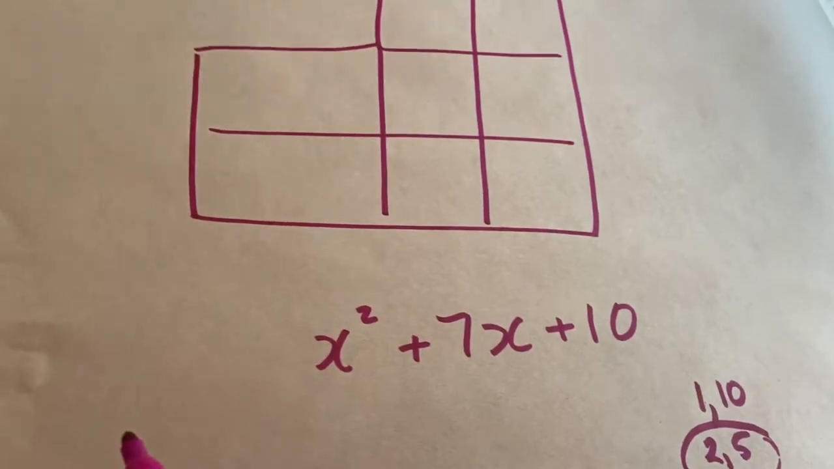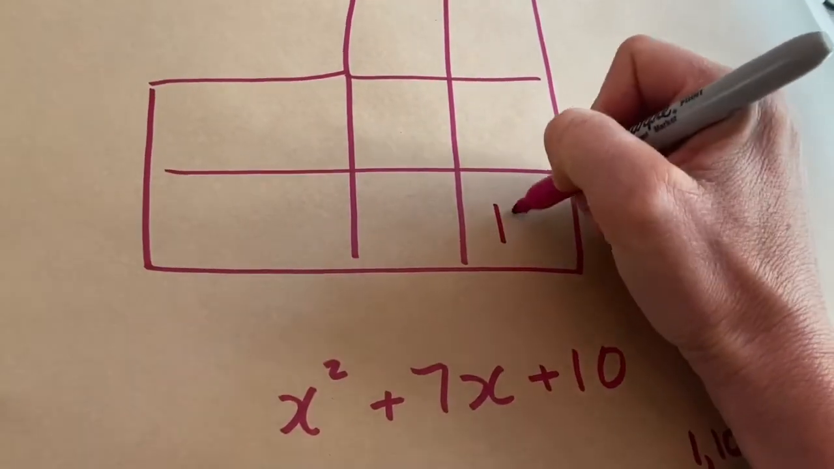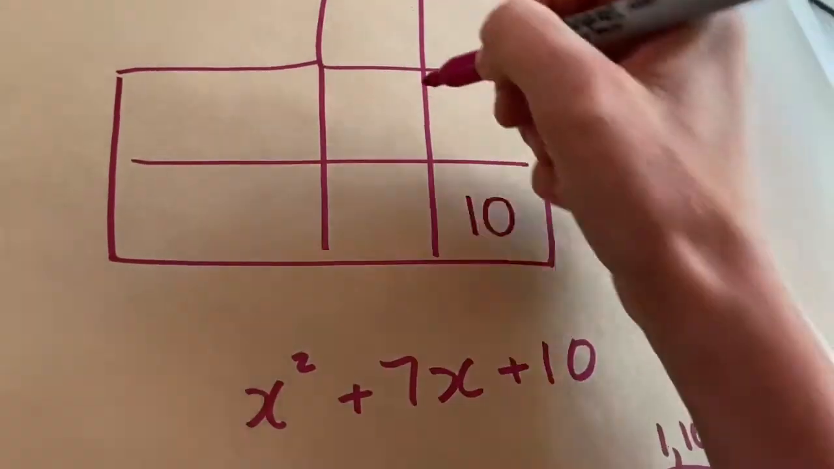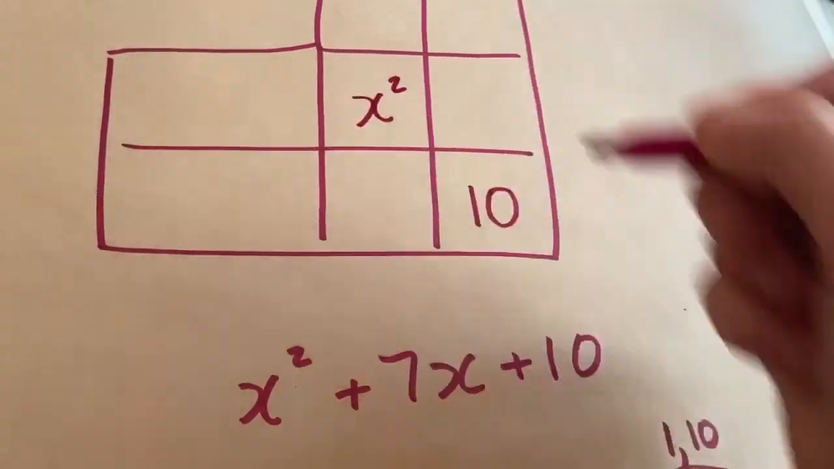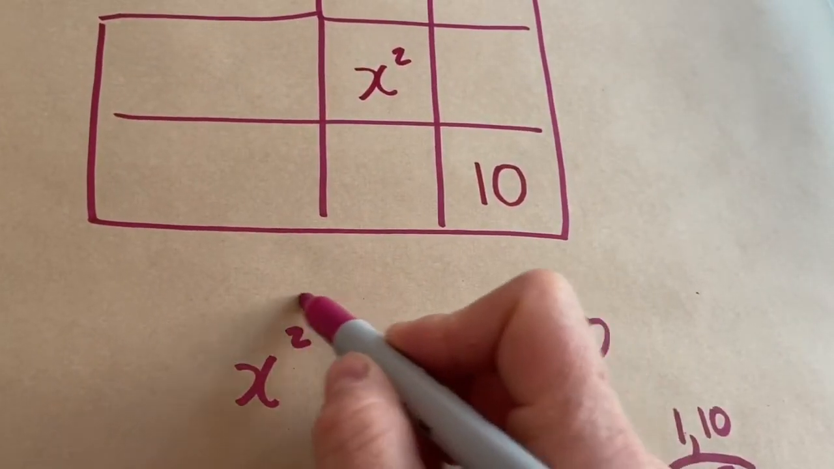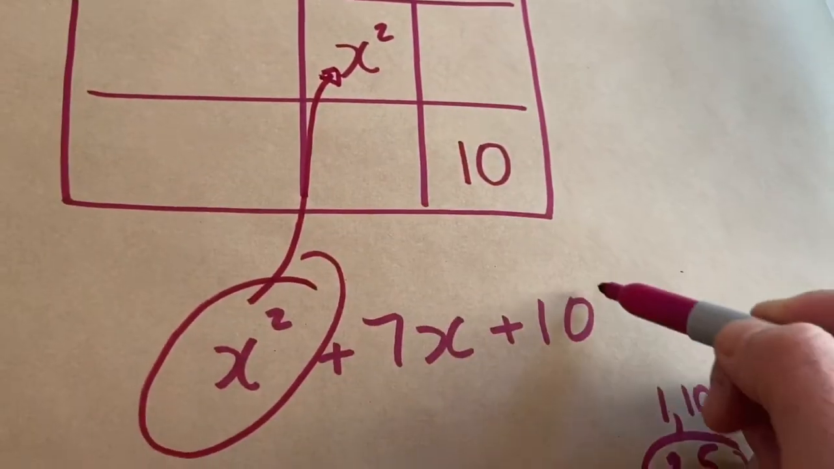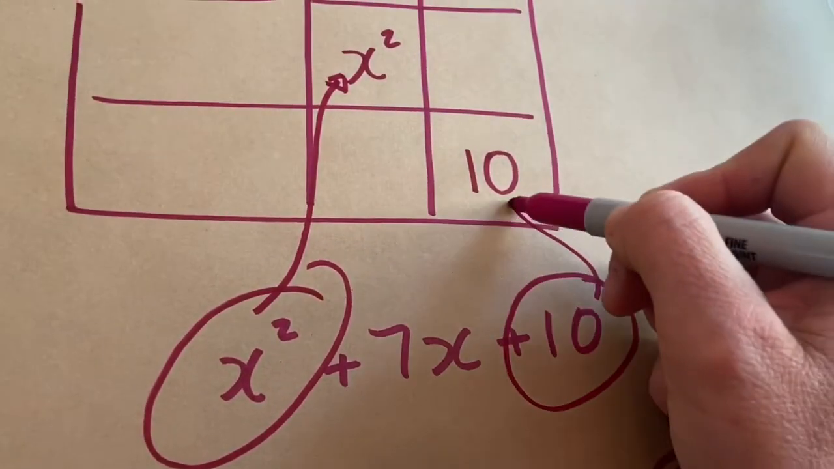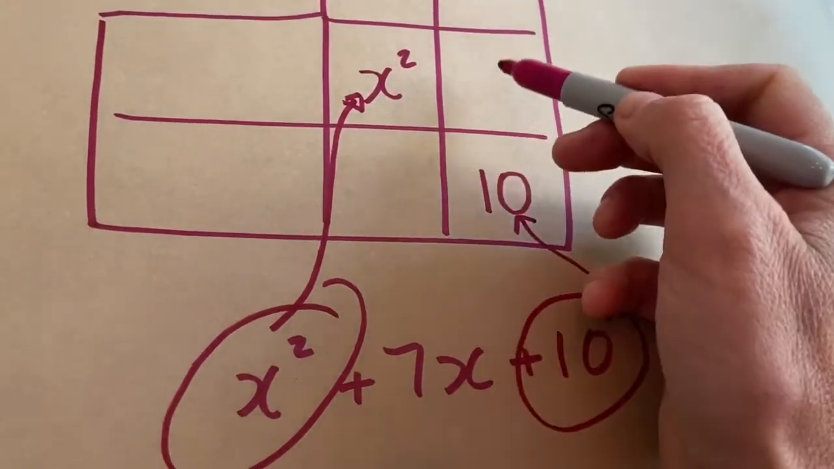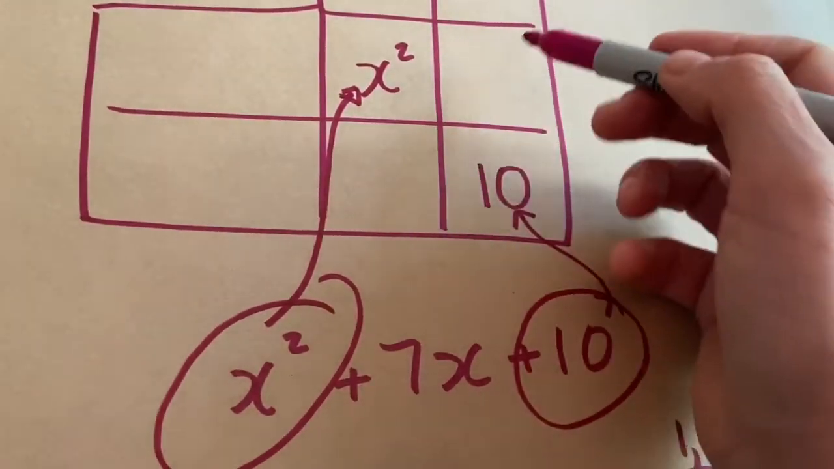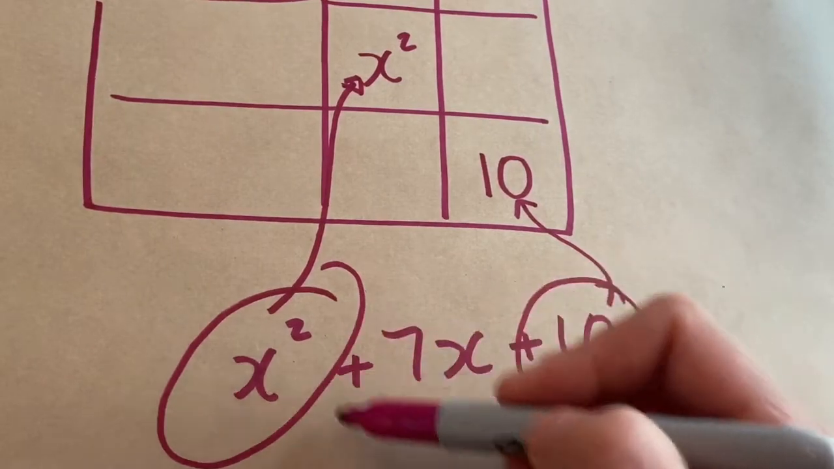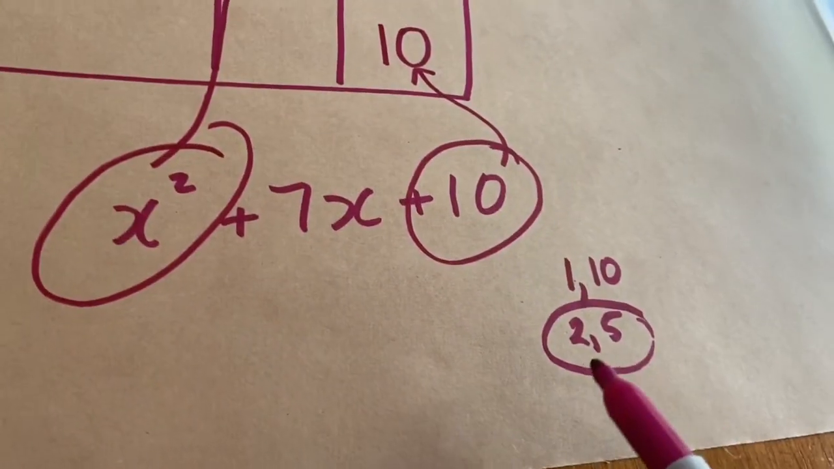So let's go backwards, okay? So we know the 10 goes here. We know the x squared always goes here. That's always the case. The first number in standard form goes right here. The last part in standard form goes right here. And then these 2 parts together should combine to give you 7x. So that's why I'm picking 2 and 5.